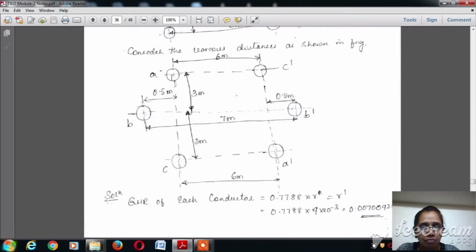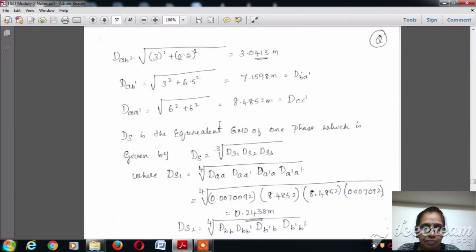Now the triangle is here to here, it is 3 meters, that is 3 meters here, and then from this side to this side, it is going to be 6.5 meters. So square root of 3 square plus 6.5 square. DAB dash is equal to 7.1598 meters, that is similar to DBA dash.